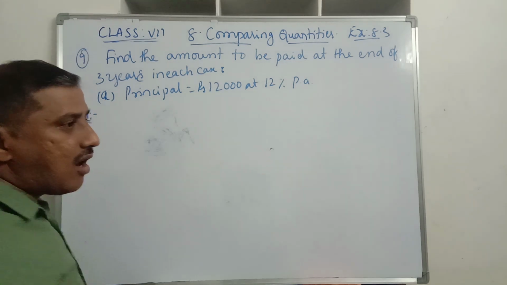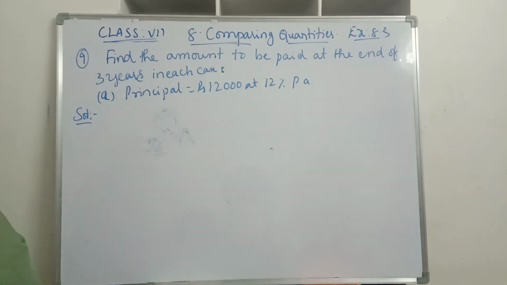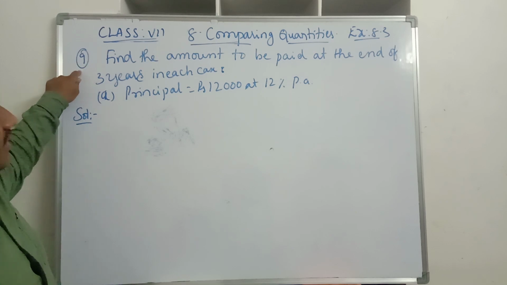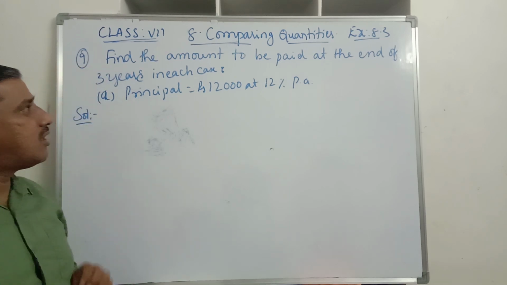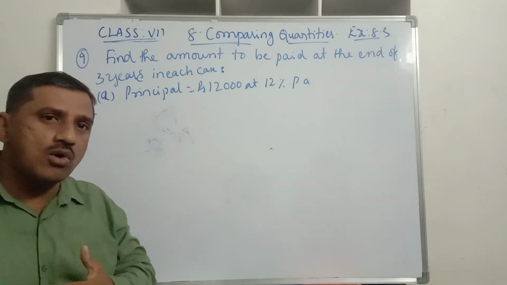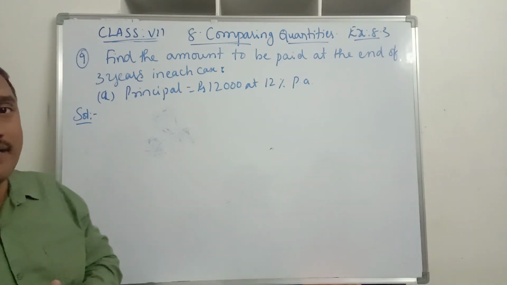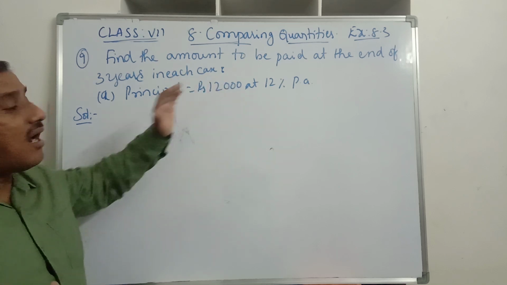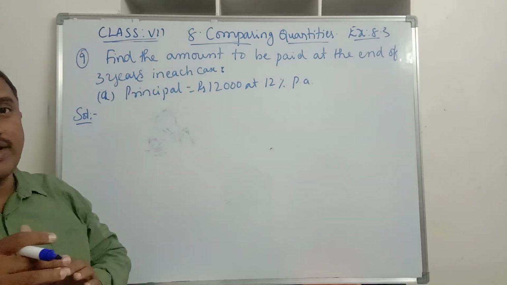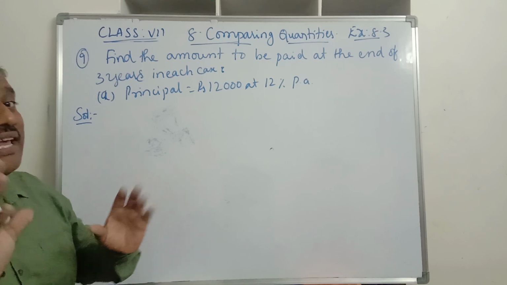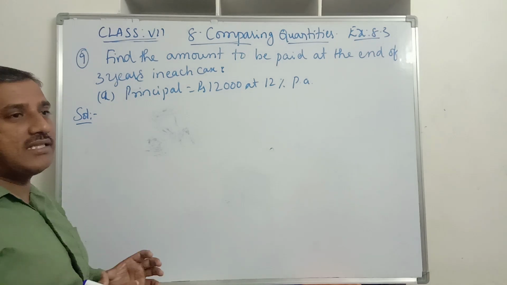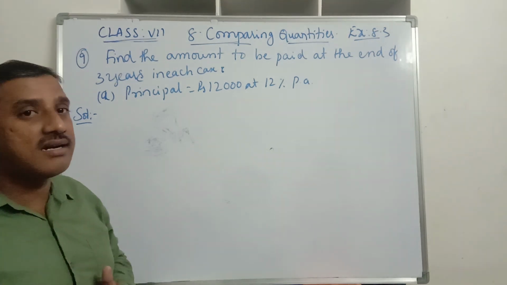Now here we have a problem related to simple interest. Exercise number 8.3, question number 9. Find the amount to be paid. Find the amount, which includes principal as well as interest, to be paid at the end of 3 years in each case. So here the time period is how much? 3 years. After 3 years, how much amount does he have to pay? It means first we have to find the interest.